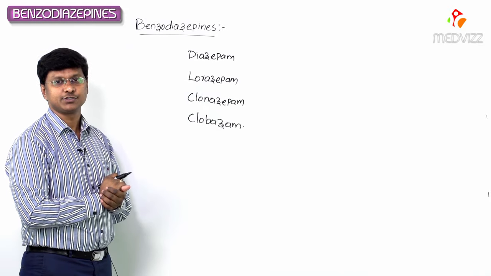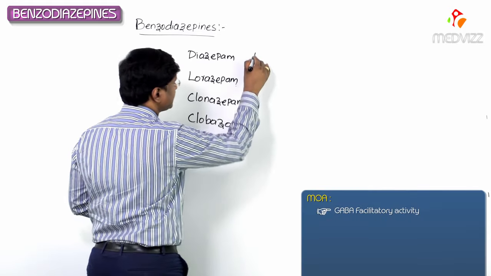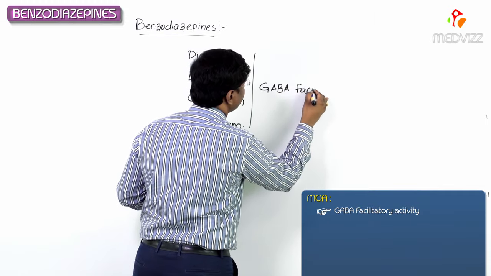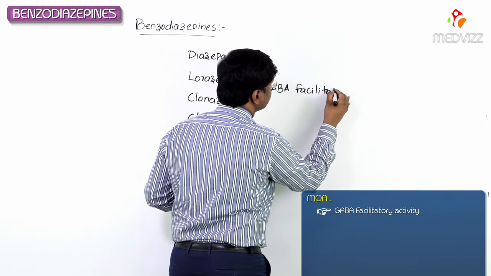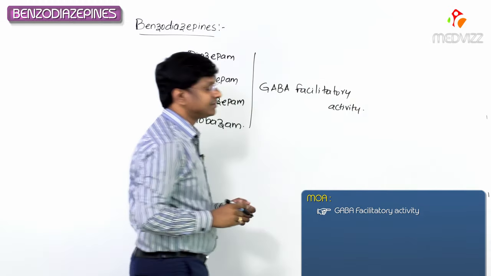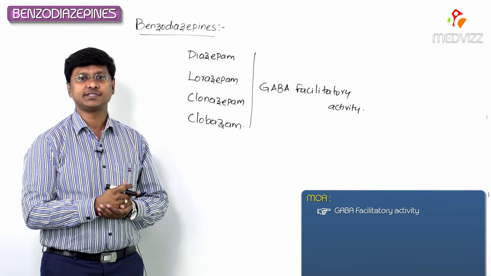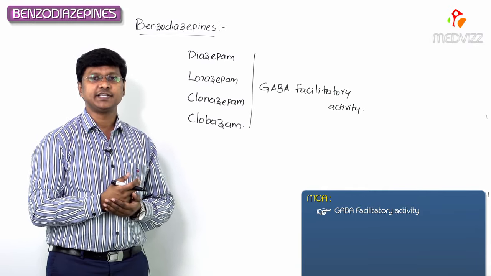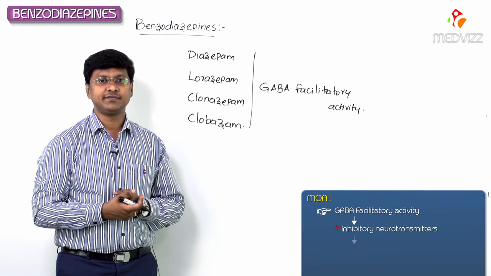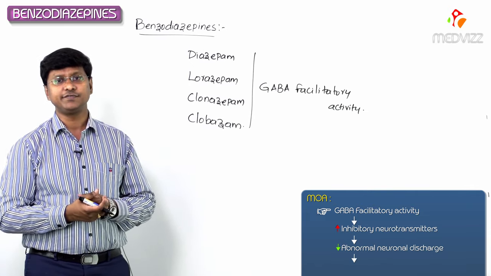What is the mechanism of action of these particular drugs? Remember, these drugs act by GABA facilitatory activity. That means these drugs will facilitate the action of GABA, and GABA is what? It is an inhibitory neurotransmitter. So once they facilitate the activity of GABA, the inhibitory neurotransmitter activity is increased, and thereby there will be reduction of the abnormal neuronal discharge, and thereby these are useful in the treatment of epilepsy.